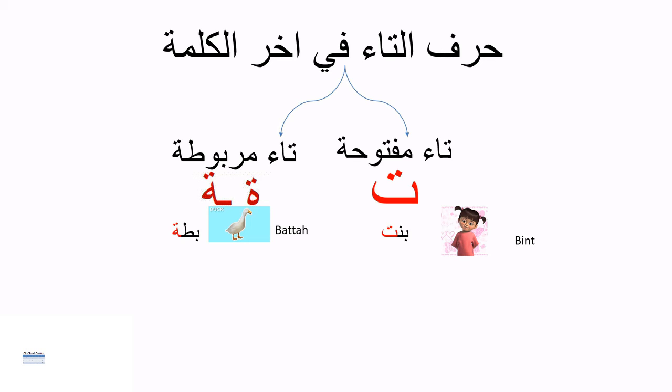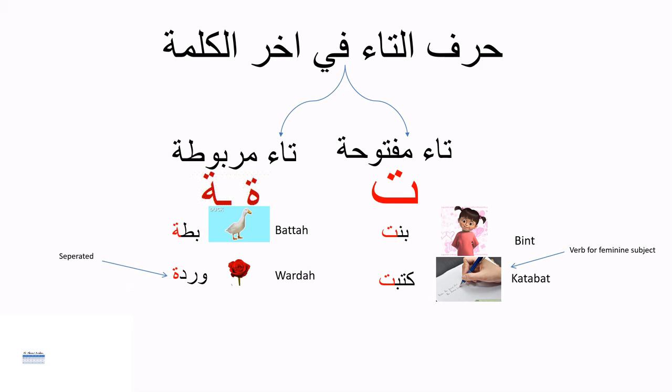This is different for ta maftuha. If we stop at the word, we cannot pronounce it as ha. We have to pronounce it as ta. So bint, you cannot pronounce it as bin. Okay, so bint. Another example, we have katabat. Katabat actually is a verb, which means she wrote. Okay, so ta maftuha can be used with verbs, while here we have warda. Warda is actually a flower. We can see here that ta is separated, ta marbuta.